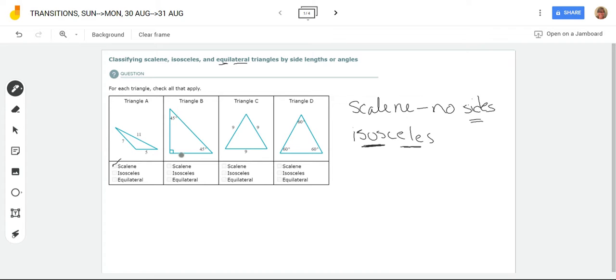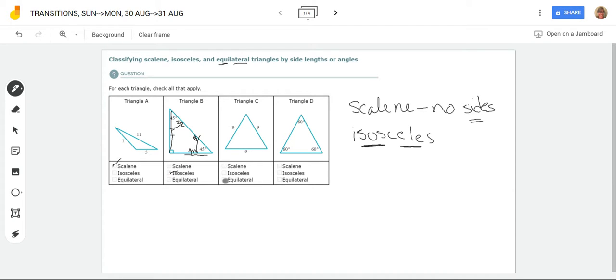Okay, this one has a 45 and a 45 angle. What that means to you is that these two sides are going to be equal because this angle is congruent to that angle. If these were teeth, the mouth would be open the same. Okay, this side and this side. So this is an isosceles triangle.